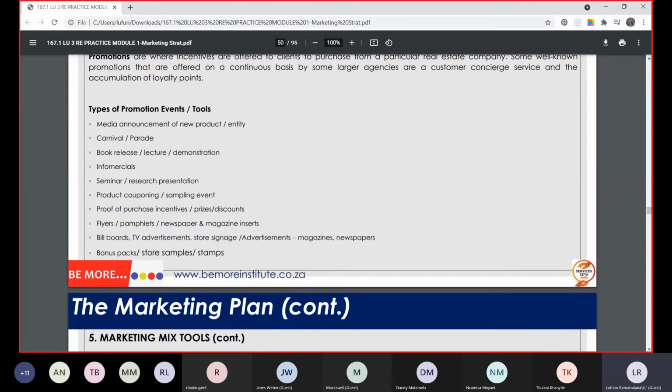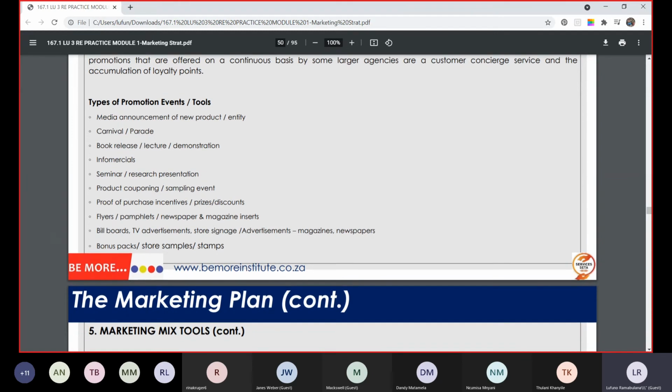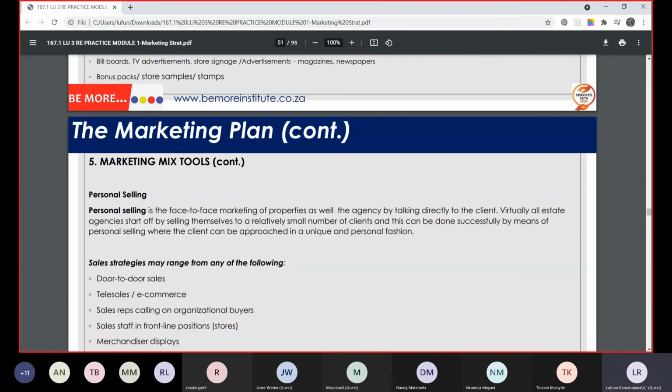Type of promotion events or tools: media announcements or new product entities, carnivals or parades, book releases or lectures, information seminars, product couponing, proof of purchase incentives, flyers, pamphlets or newspaper magazine inserts, billboards, TV advertisements, store signages, magazines and newspapers, store samples, like that.